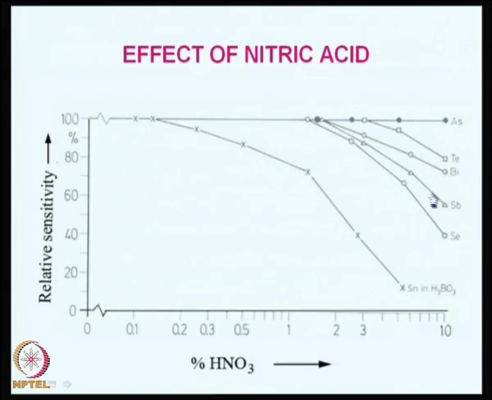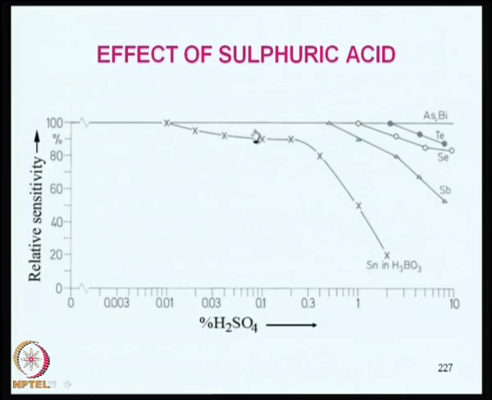Similarly, this one is for antimony, again up to 1 or 2% there is no problem, and bismuth almost up to 1.5%, and tellurium you can do up to 3% of HNO3, there will not be any attenuation of the signal because of the acid concentration. So, arsenic there is no difference, even up to 10% HNO3 you can always determine arsenic. Now, take a look at this figure.